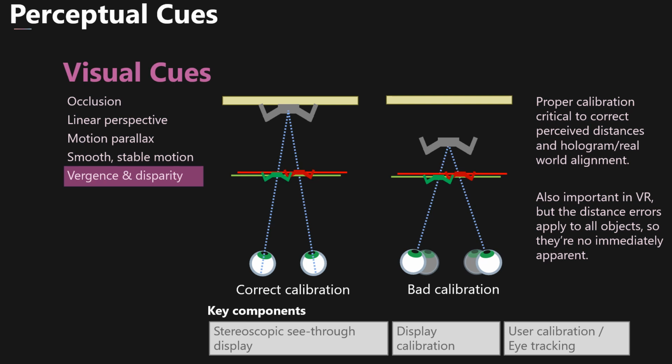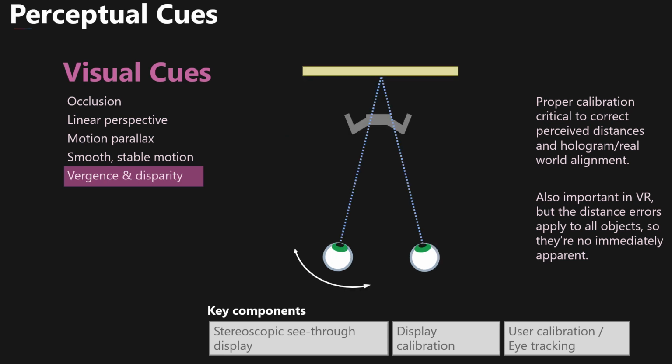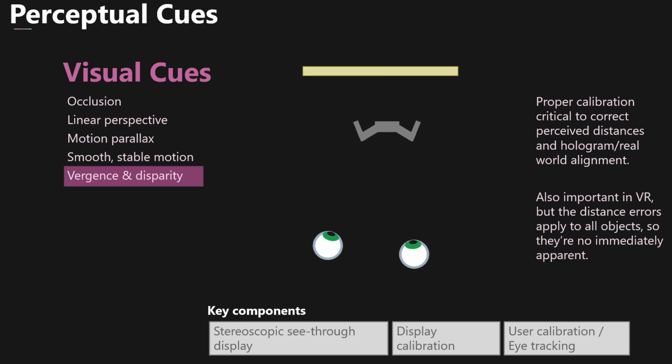While this example shows the static error introduced by incorrect IPD measurements, there are also implications for hologram stability if you get the IPD wrong. So here we still have the case where the IPD was underestimated, but now let's consider what happens as the user moves relative to the wall. You can see the depth error actually moves with the user. So not only is the hologram in the incorrect position, but it also appears to sway and swim as the user moves around, which completely breaks the illusion that it's locked to the real world.